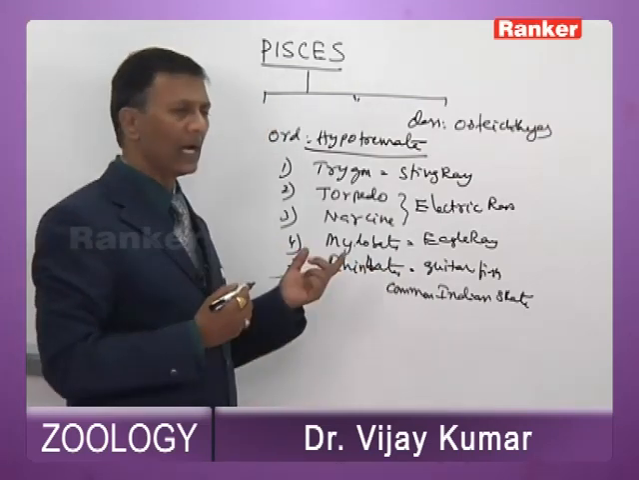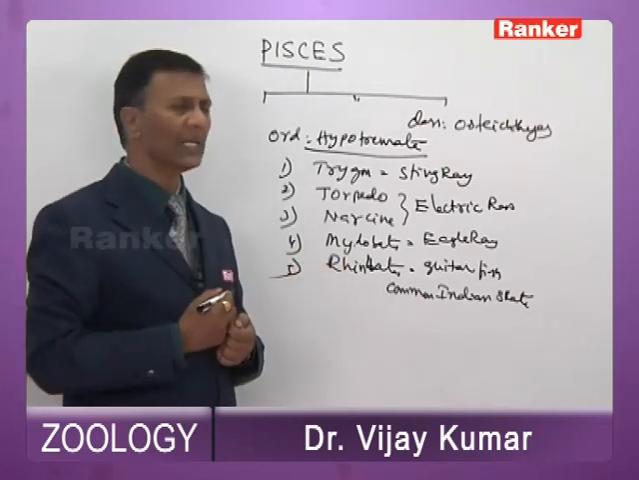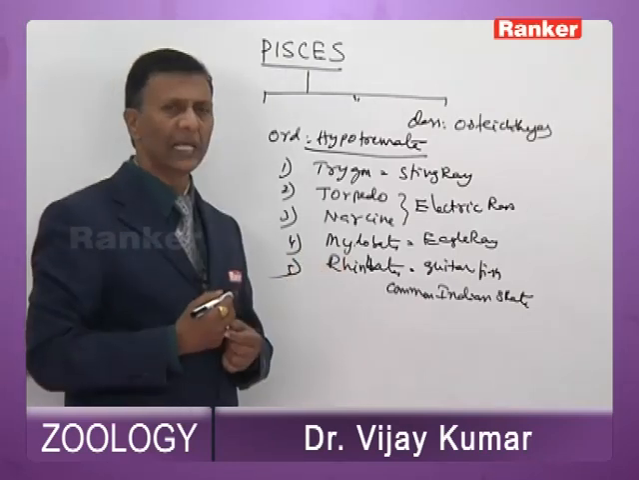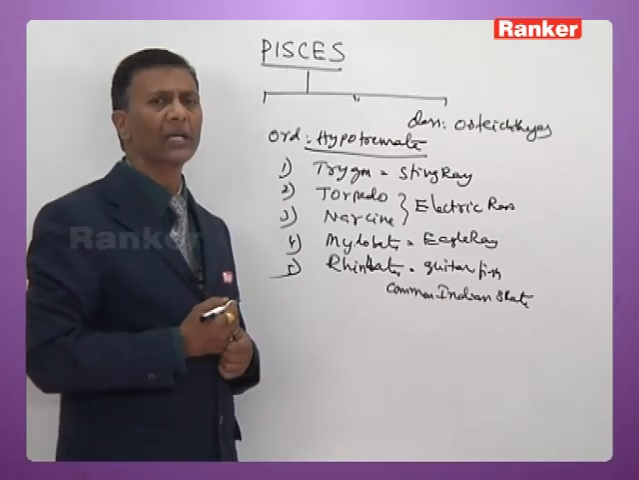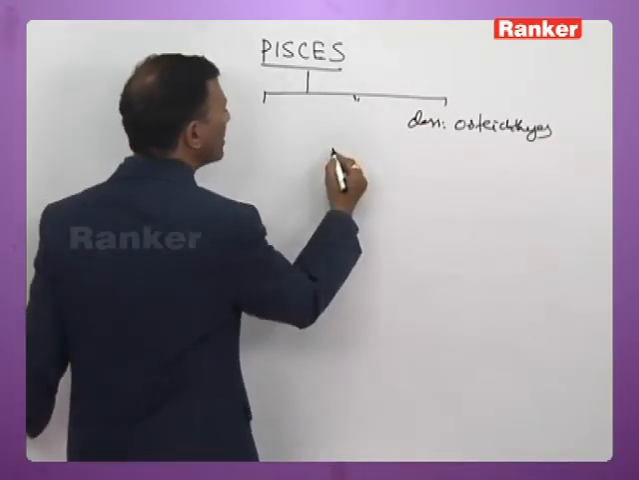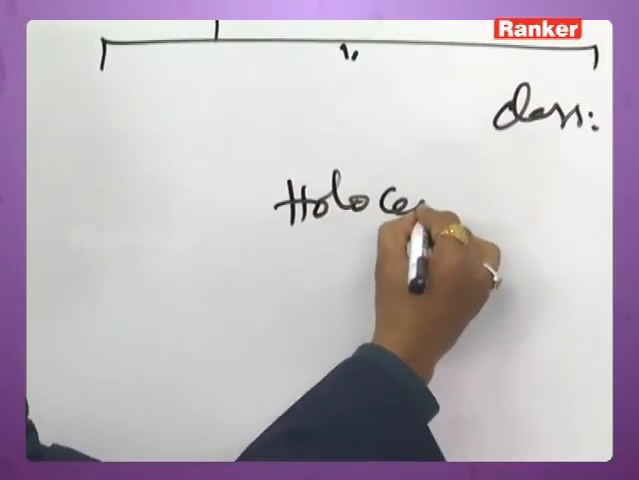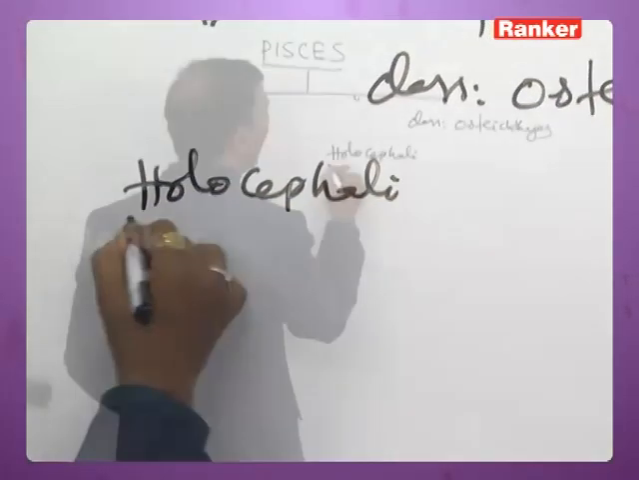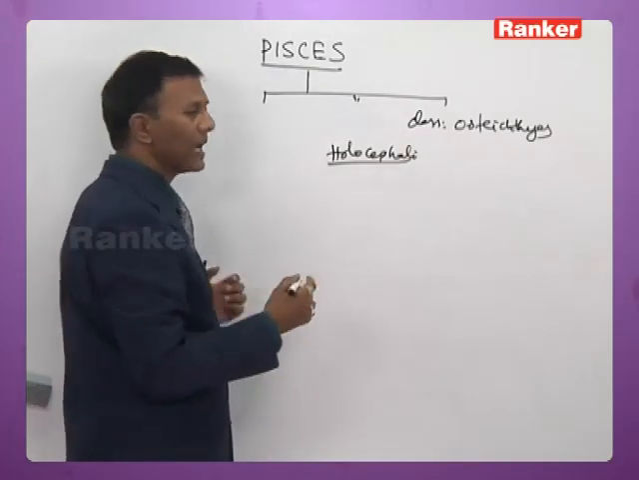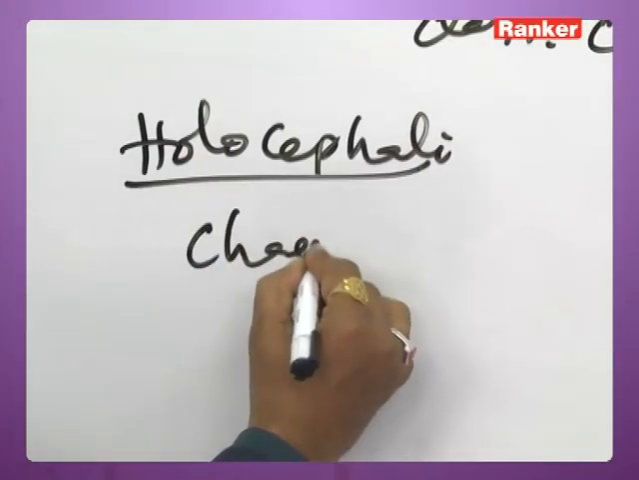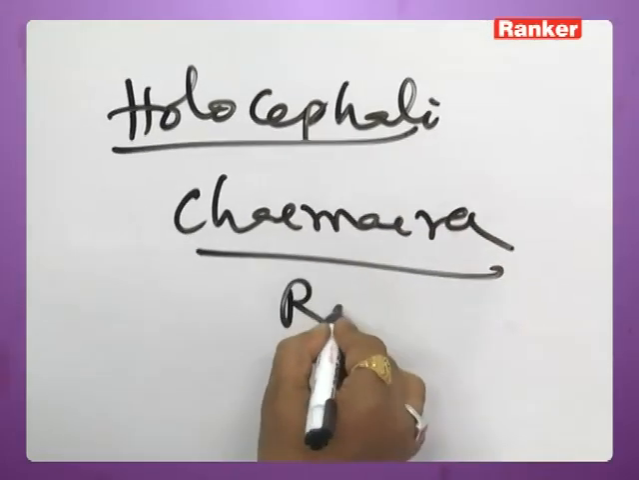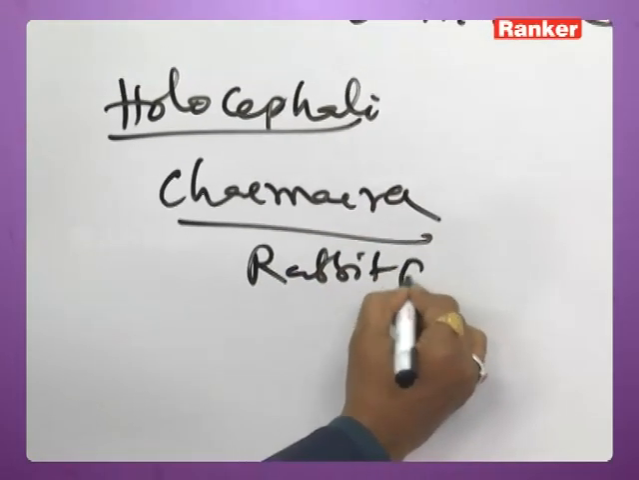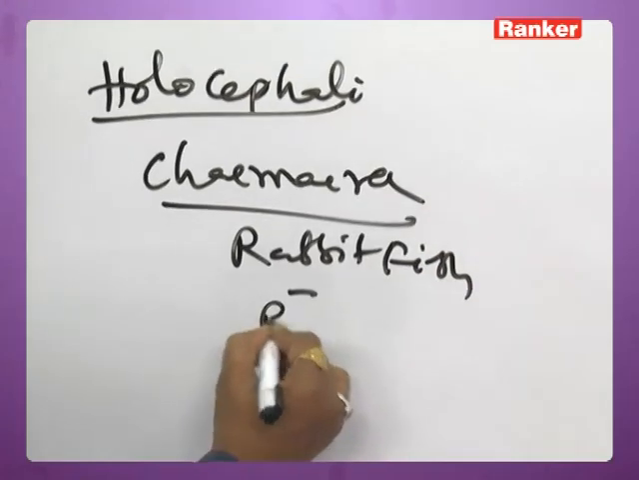Trygon, stingray; Torpedo and Narcine, electric rays; Mylobatis, eagle ray; Rhinobatus, commonly called guitar fish or common Indian skate. Now the Holocephali includes the best example, Chimaera. Chimaera is commonly called rabbit fish or rat fish.